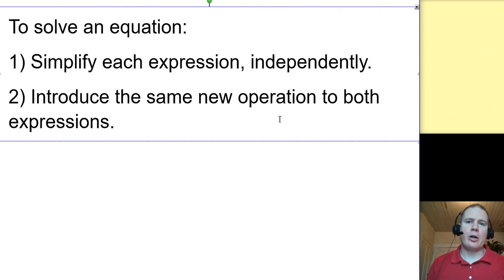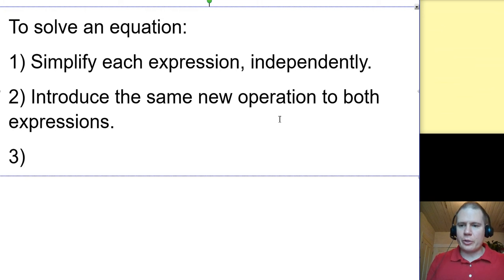Right? Now we need to be wise in what new operation we introduce. Just adding 100 to both expressions probably isn't going to be very useful. So let's get to the third step, which is to just repeat. Now there will be situations where we actually want to start with step two. There will be times when we don't want to simplify completely based on the operations and the numbers that are in that particular equation.